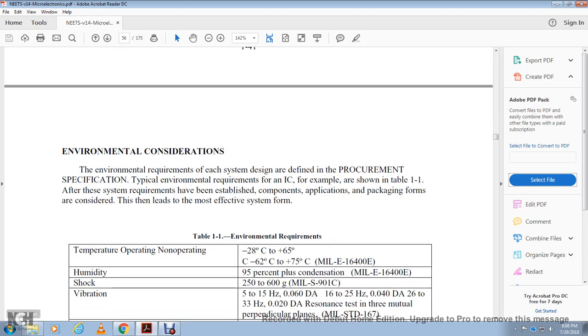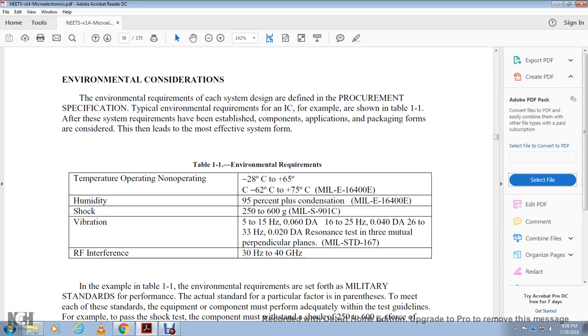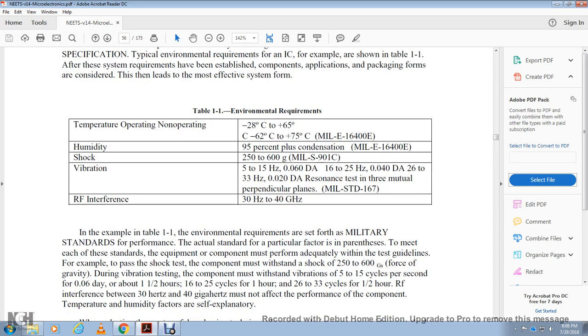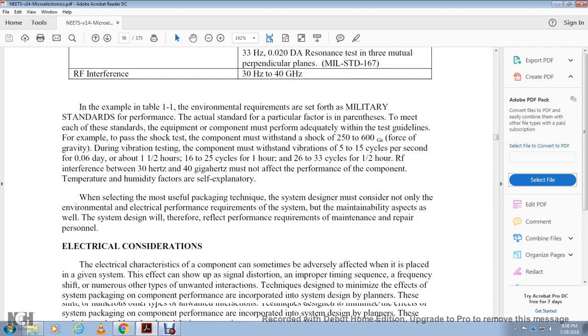Temperature and normal operating temperature, humidity, shock, vibration, radio frequency interference. In the example of table 1, the environmental requirements set forth the military standard to perform the actual standard of the particular failure, and to meet the standard of the equipment that the component must perform adequately, with the test guideline. The example applies to the shock temperature component, with shock of 200 to 500 G's of gravity. During the vibration temperature component, 5 to 15 cycles per second over 600 of the day for about half an hour, 60 to 25 seconds over the cycles for an hour, 26 to 33 seconds for a half hour. The radio frequency interference at 30 to 40 gigahertz must not affect the performance of the component. Temperature and humidity factors are self-explanatory.